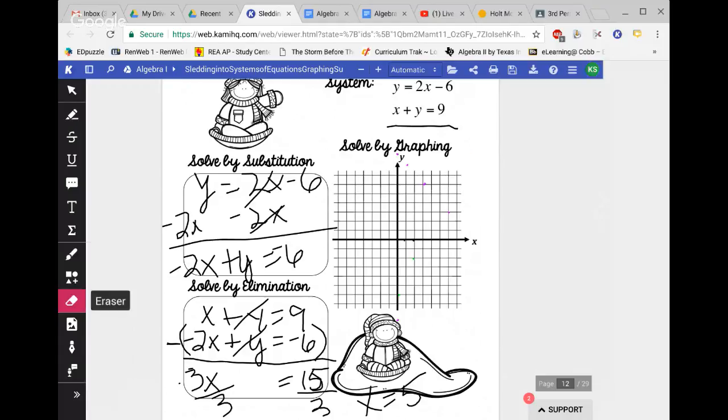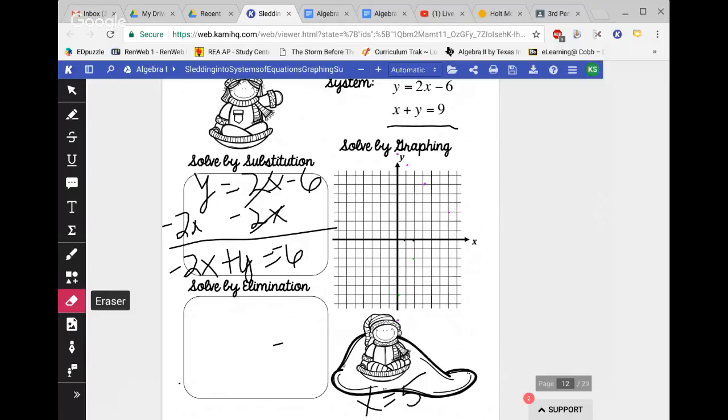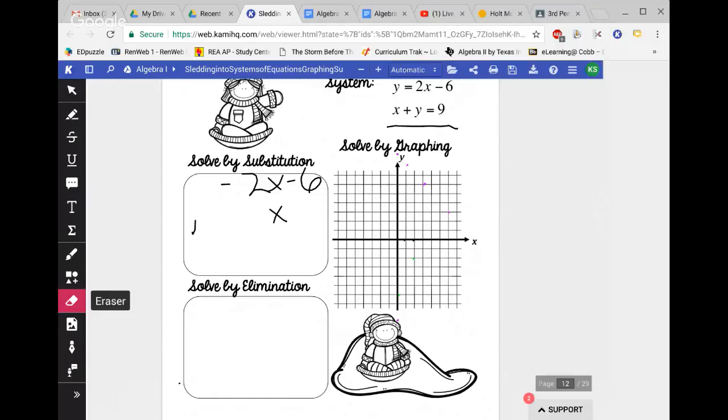And then you just kind of go back to your substitution and substitute 5 in for x, and you would have 5 plus y equals 9, and subtract 5 from both sides. I could get all that written out. Do you need me to do that? No. You're good? Yeah. And so you get y equals 4. So we got 5, 4 for all three ways.